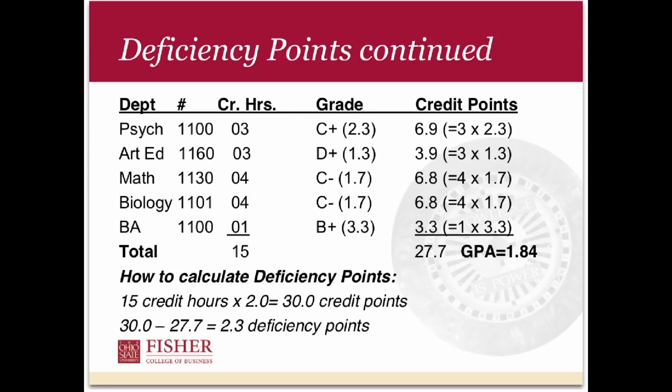Because their GPA is below a 2.0, they earned deficiency points. To calculate this student's deficiency points, multiply the number of credit hours taken for the term, which is 15, by 2.0 to give you 30 credit points. 30 represents what the student's total credit points would have been if they had earned exactly a 2.0 for the term. As you can see, the total number of credit points that this student actually earned is 27.7. Subtract 27.7 from 30 to give you the student's total number of deficiency points for this semester, which is 2.3.